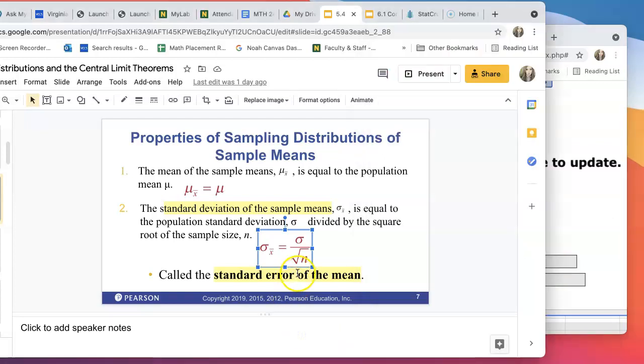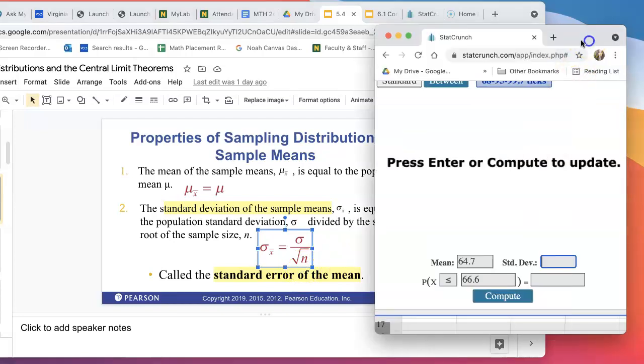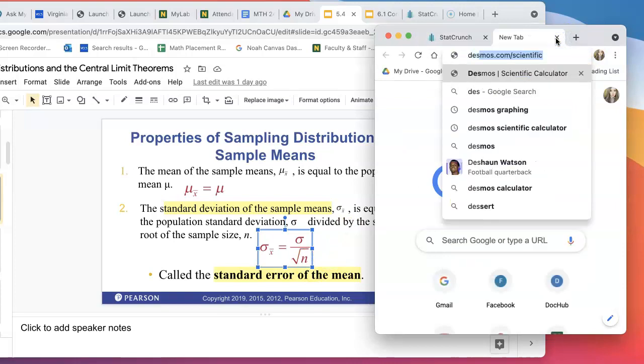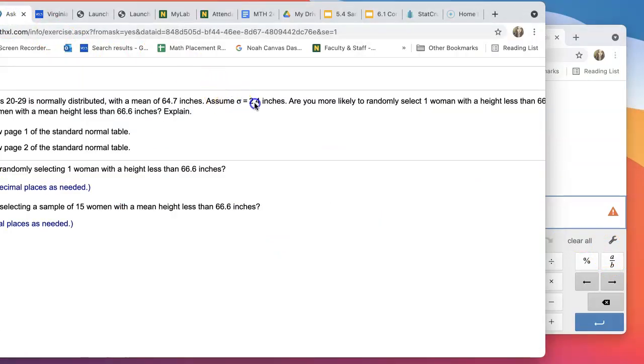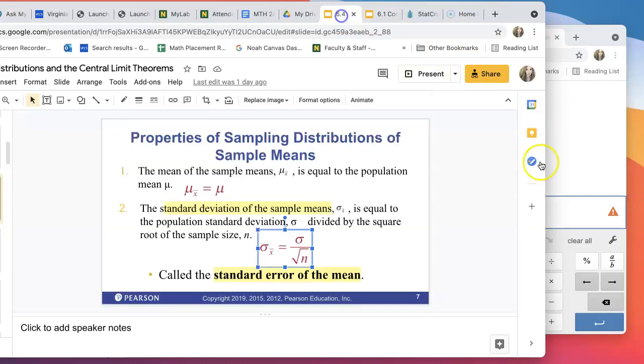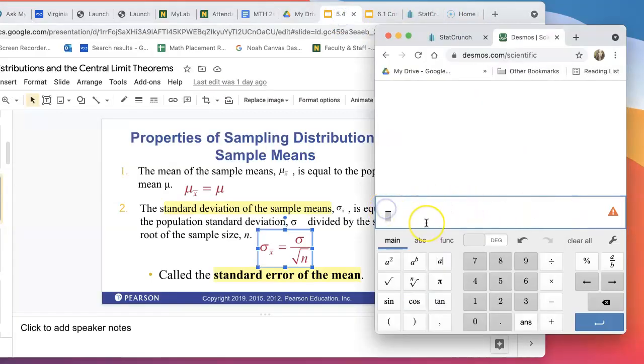And I think they gave us that we're picking a random sample of 15 women, right? So n is 15. I'm going to open up the Desmos scientific calculator so that I can find the new standard deviation of the sampling distribution, which we just call the standard error, okay? On top of the fraction, let's put the population standard deviation, 2.4.